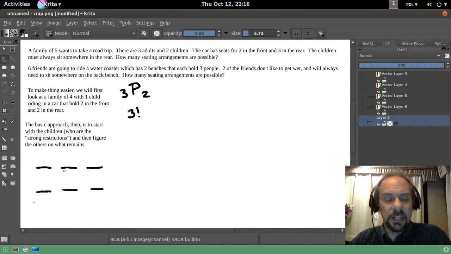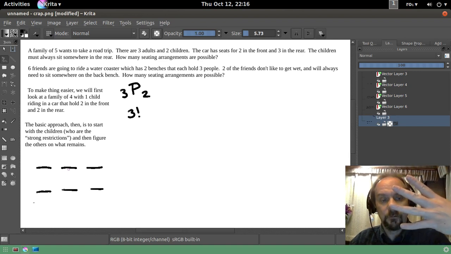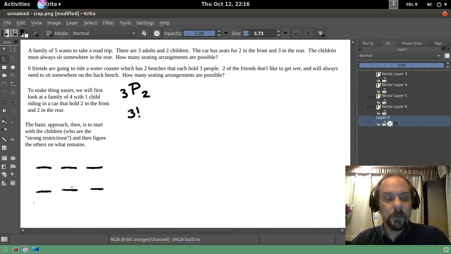This then leaves 4 spots for the rest of the friends. There's no other seats available, so it's just 4 permute 4. So it's just 4 factorial.